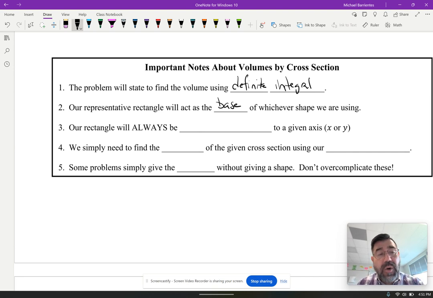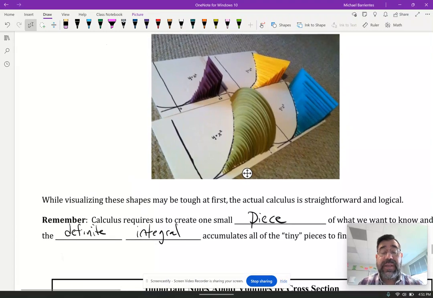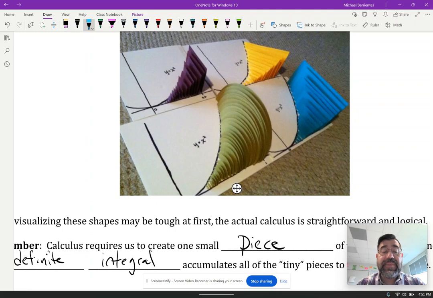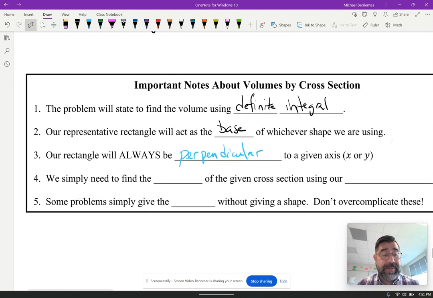Our rectangles will always be perpendicular. They're always going to use that phrase, perpendicular to either the x-axis or the y-axis. So if you look at your paper and these examples, notice that all of these shapes are perpendicular to the x-axis. They make a right angle with the x-axis. Sometimes they'll ask us to make three-dimensional shapes that are perpendicular to the y-axis. They'll make a 90 degree angle over here. But right now, the ones that we're seeing here, this is the x-axis, so it's making a 90 degree angle with the x-axis. But they're always going to designate which direction they want us to put it.